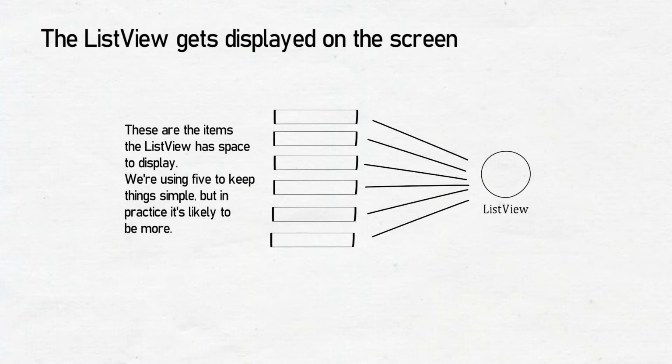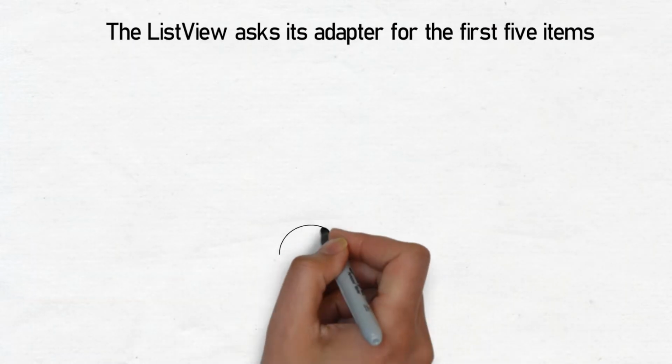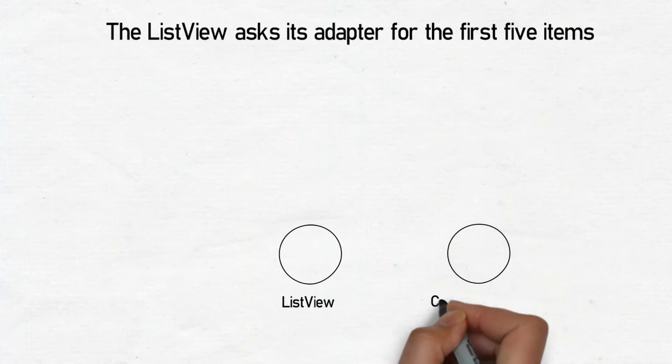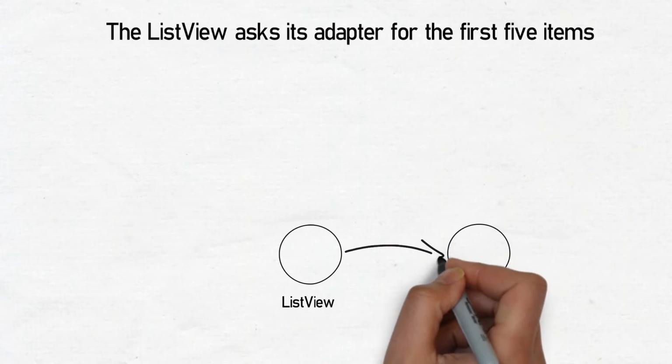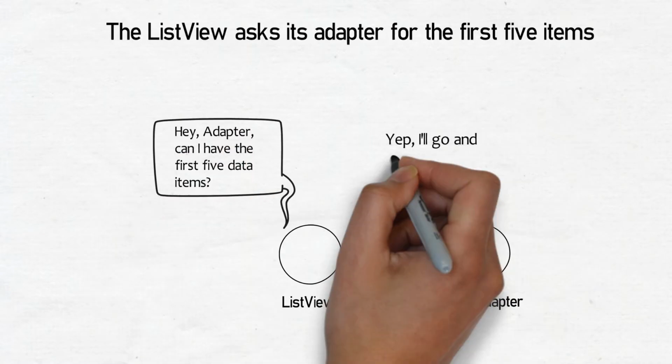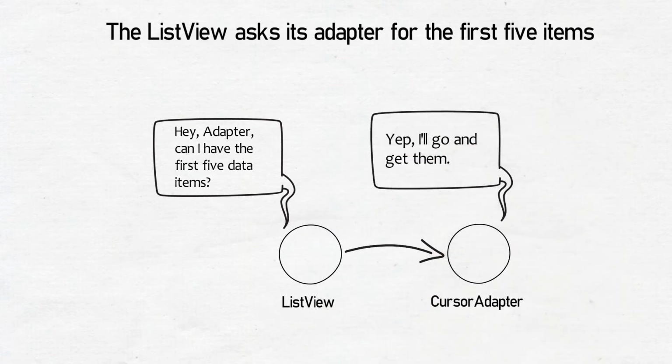Second, the list view asks its adapter for the first 5 items. The list view doesn't know where the data is coming from, whether it's an array or a database, but it does know that it will be given the data by its adapter. So it makes a request to the adapter for the first 5 drinks.